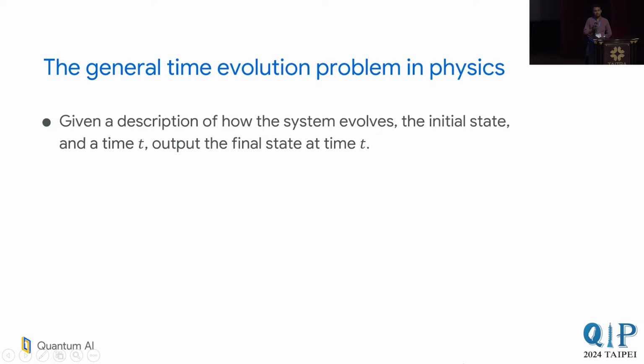You're given the description of a physical system. So what that means is you're told how the system evolves with time. You're told what the system is doing right now, which means you're given its initial state. And you're given some time t, and you're asked, what will the system look like after time t?